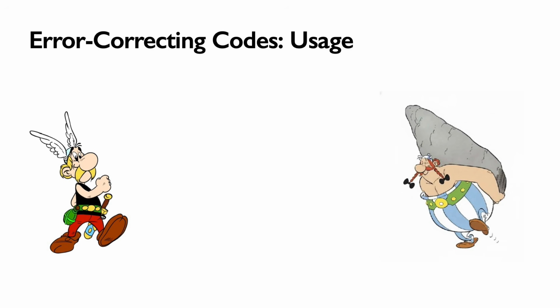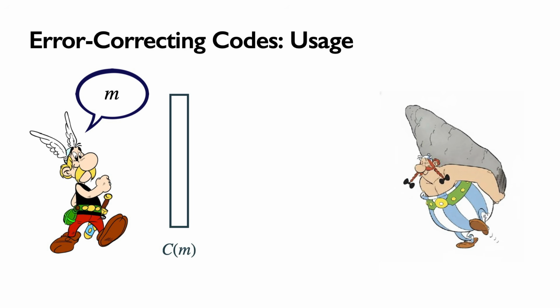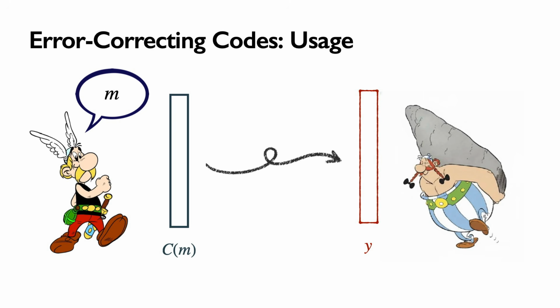So let's see how this is used in practice. Let's say Asterix wants to communicate with Obelix there on the right. He wants to send a vector in F_q^k, which is denoted as m. So he'll encode it using the encoding map and get the corresponding codeword C(m). This will be sent through the noisy channel, and Obelix will receive some vector y at the end. The question to ask now is, under what circumstances can Obelix recover C(m) from y?